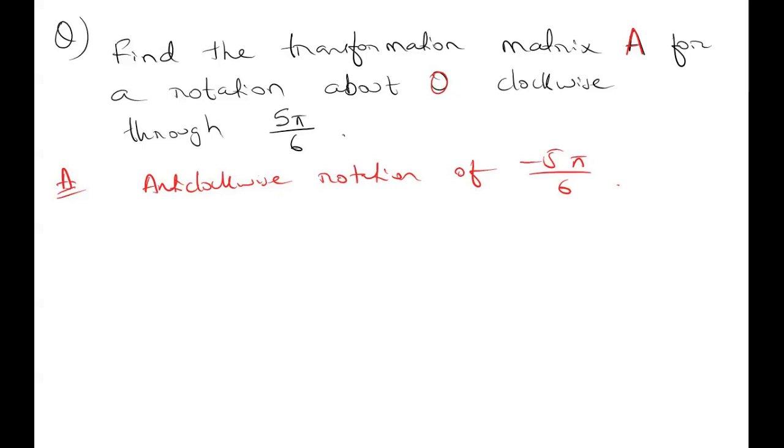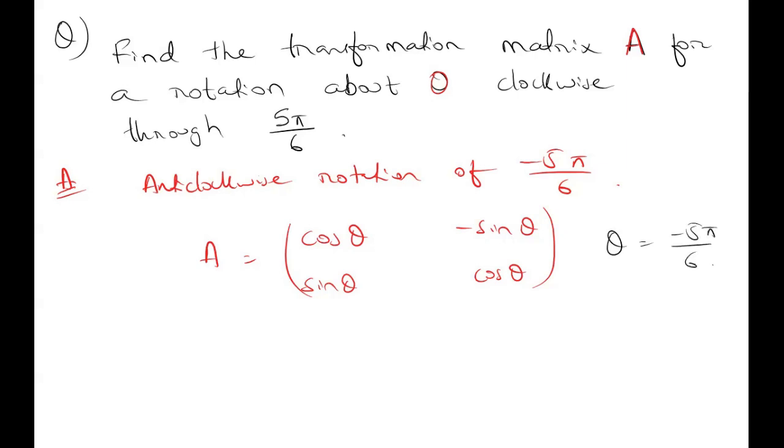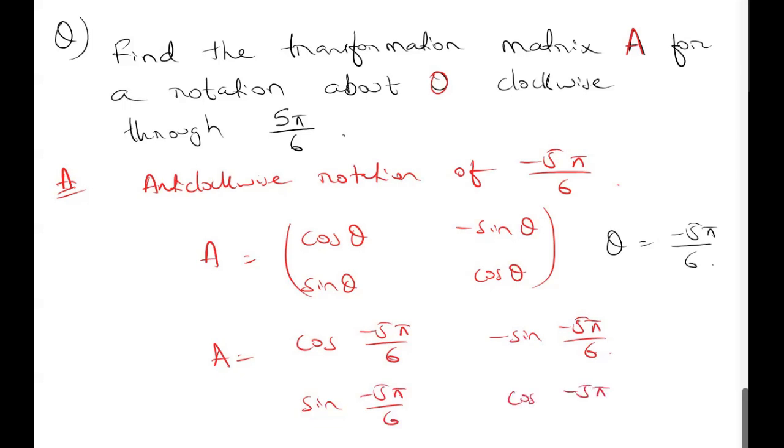Next, I need to find out the transformation matrix, or the rotation matrix A. The rotation matrix A looks like this: cos theta, minus sine theta, sine theta, cos theta. And over here, what is the value of theta? The value of theta here is minus 5 pi by 6. So putting the value here, I need to find cos of minus 5 pi by 6, minus sine of minus 5 pi by 6, sine of minus 5 pi by 6, and cos of minus 5 pi by 6.